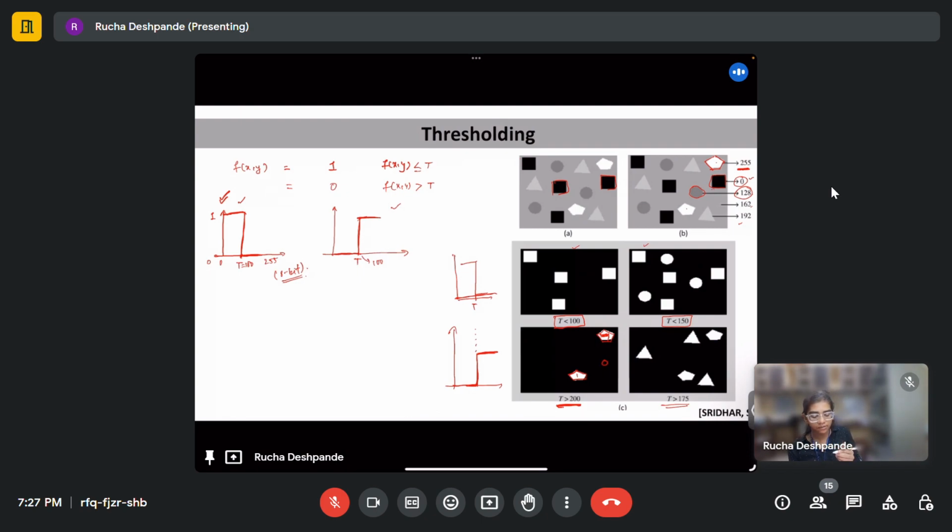So suppose you have a scene where you have some water bodies. These are water bodies, and everything else is, suppose, vegetation. We know that water bodies will be very dark. And there are some very small scattered water bodies also. Suppose it's a near infrared image.